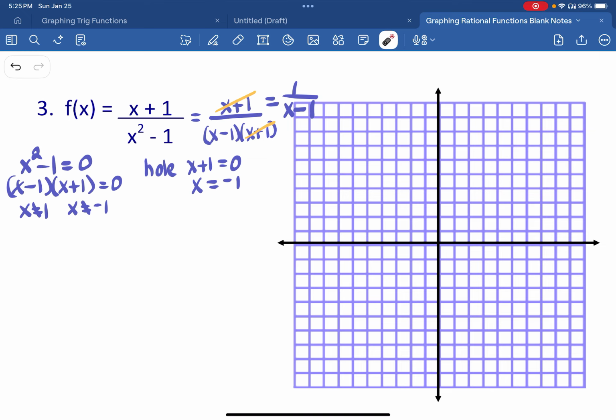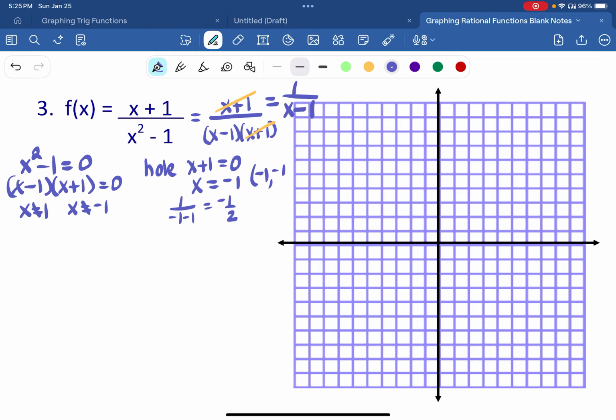Another thing that we can go ahead and do right now is, since we know there's a hole at negative 1, I'm going to plug into this part, what I have left after it canceled, just to find the y value for the hole. So when I plug negative 1 in, I get 1 over negative 1 minus 1, which is negative 1/2. So that hole is going to be at negative 1, negative 1/2, okay? And that'll help me later when I go to graph, okay?